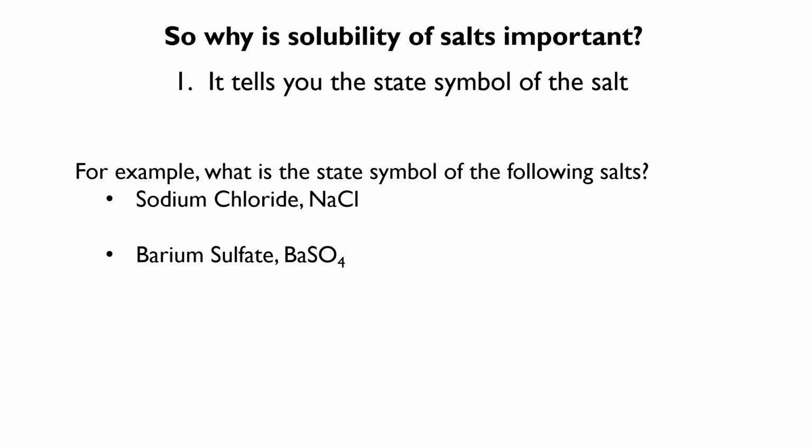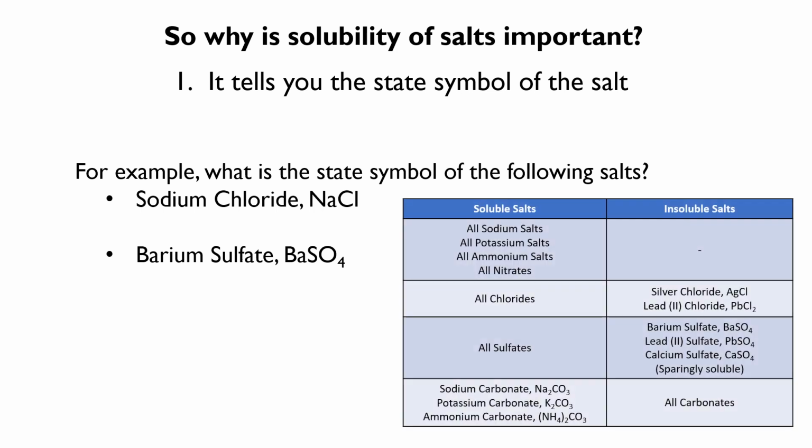So for example, what is the state symbol of the following salts? We have sodium chloride. By looking at the solubility table, we know that sodium chloride is soluble and therefore it is in aqueous state. Next, we have barium sulfate. By looking at the solubility table, we know that barium sulfate is insoluble and therefore it is in solid state.